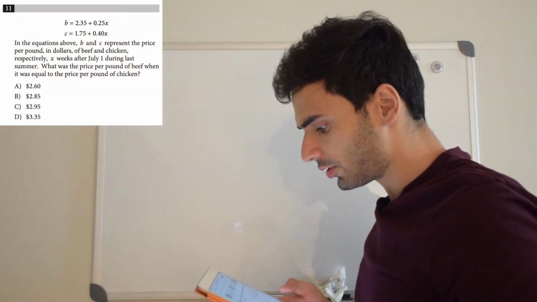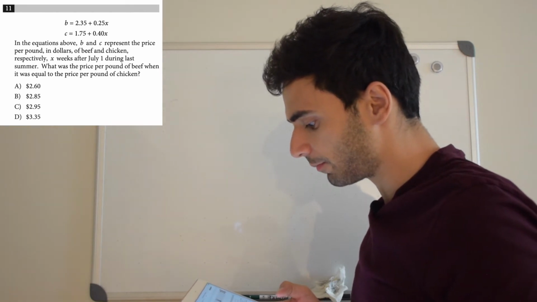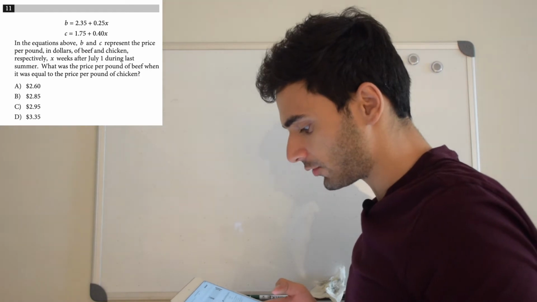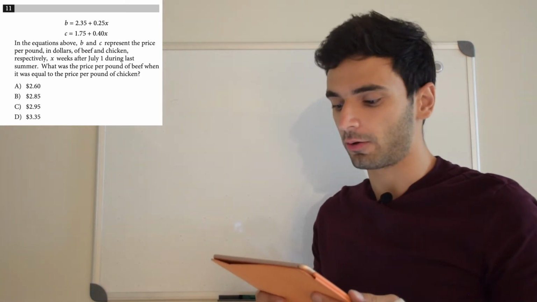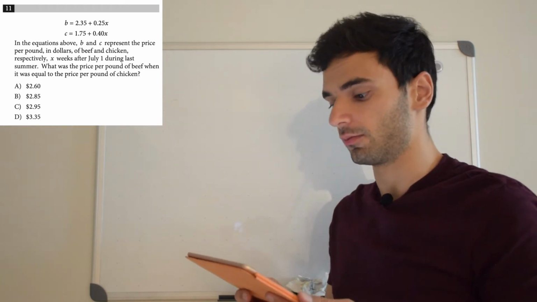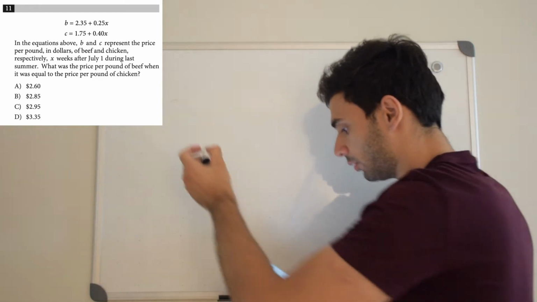So in the equations above, B and C represent the price per pound in dollars of beef and chicken respectively, x weeks after July 1st during last summer. What was the price per pound of beef when it was equal to the price per pound of chicken? So when they were equal, you should put them equal.